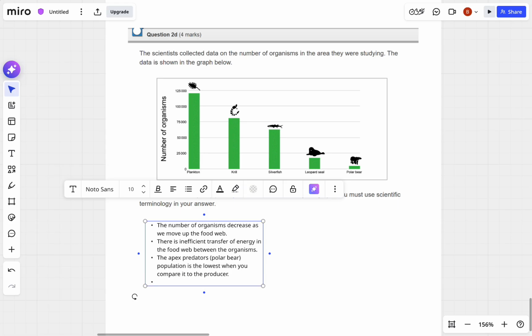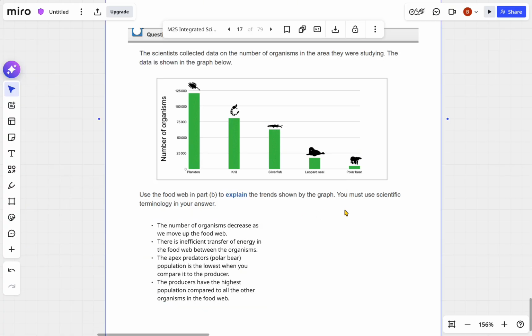The fourth point can be the producers have the highest population compared to all the other organisms in the food web. That's it.